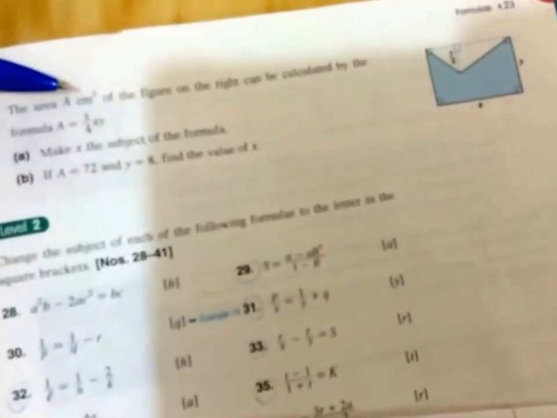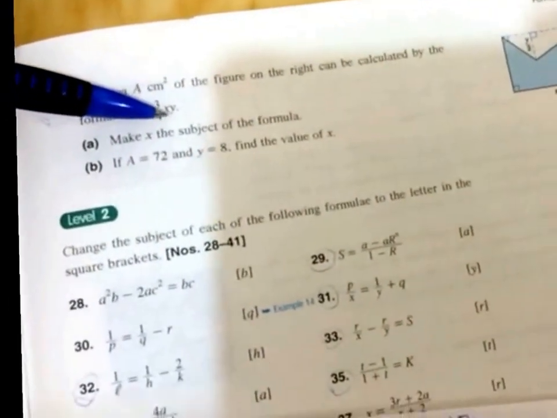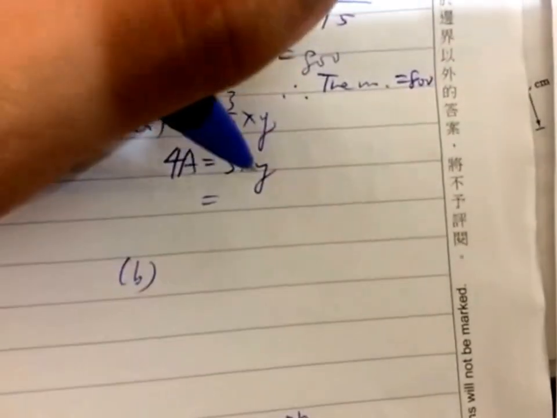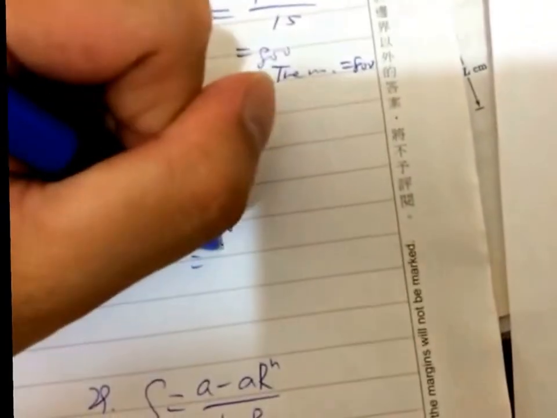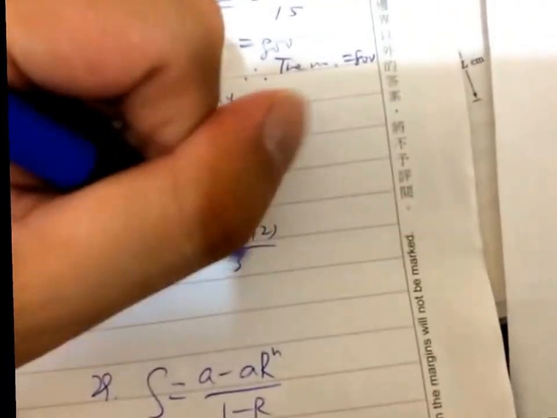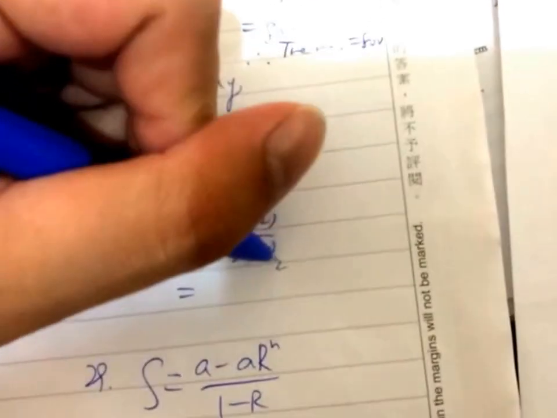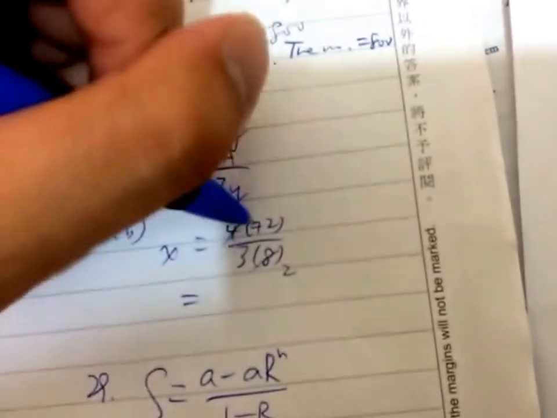Number 27. The area of the rectangle is calculated by this formula. Make x the subject of the formula. I will have to multiply by 4 on both sides because this has a fraction and just one term left and right. I want to make x the subject, so 3y I will divide into the other side. So a is 72, y is 8, and find x. Then we will just use cancellation. This is 6, so it's 12.